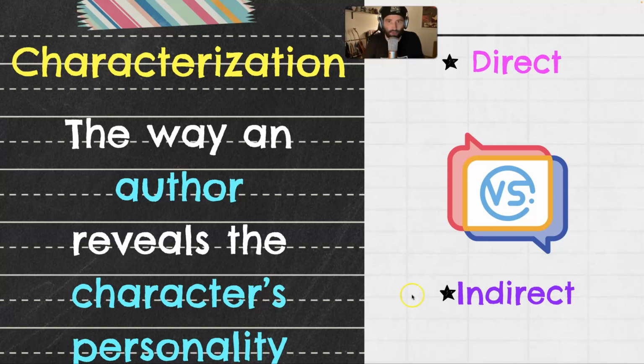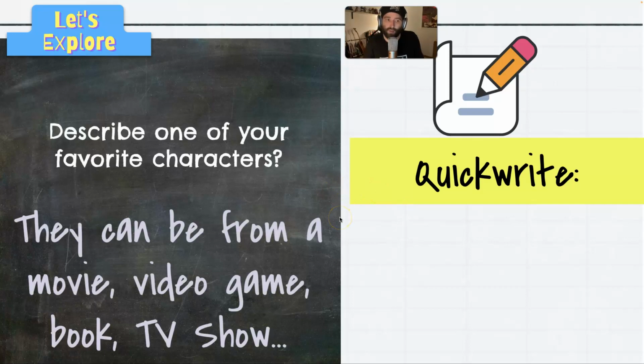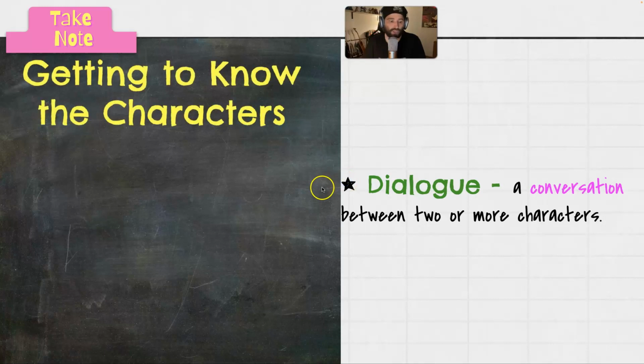But before we do, I want to do two things. First, I want you all to pause and just describe one of your favorite characters. They can be from a movie, video game, a book, TV show, whatever. Just describe them. Maybe 2 to 3 sentences, writing a quick little description of your favorite character from anywhere. Okay, so now that we're back, we want to move here into getting to know the characters.